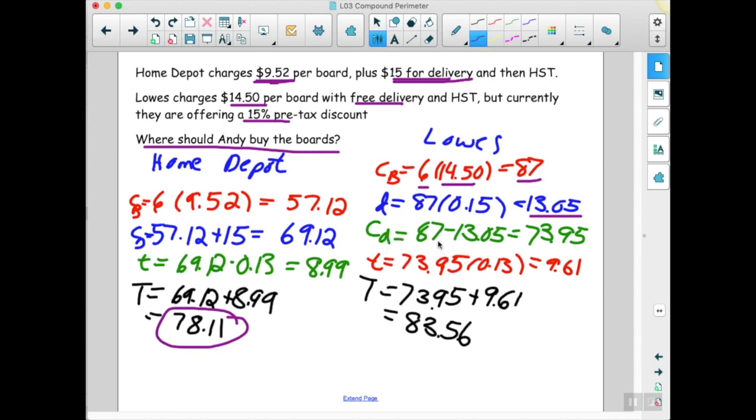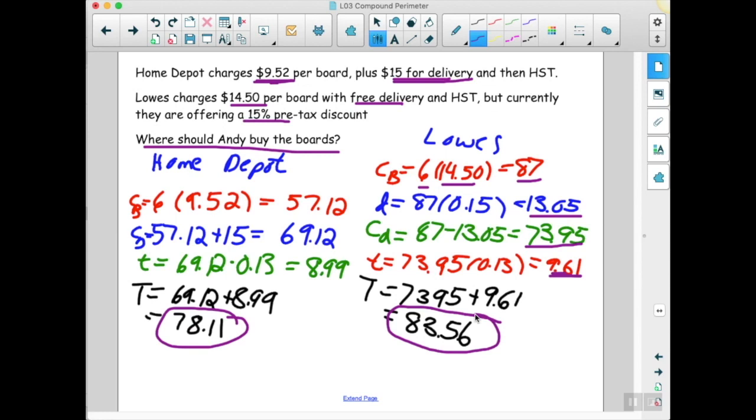CD is the reduced cost, or the cost with the discount. 87 minus 13.05 is 73.95. And now I'm going to have to add the tax. All right, so that's my sort of subtotal. 73.95 times 0.13. Actually, that T is for tax. 73.95 times 0.13 gives me 9.61. And now I'm going to add the tax back to 73.95 and that gives me a total of 83.56.